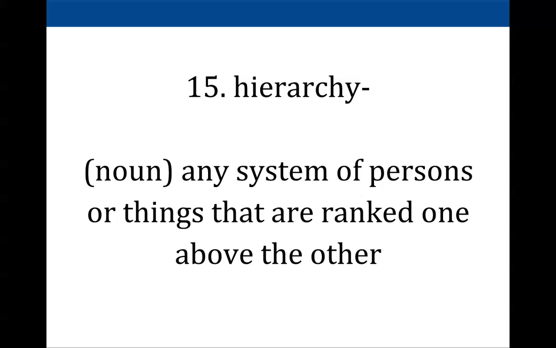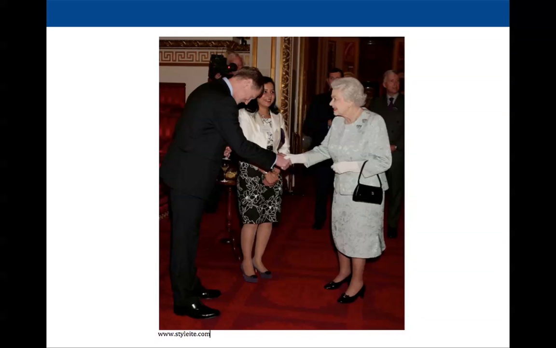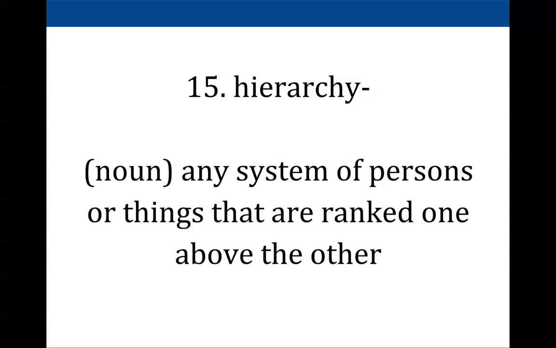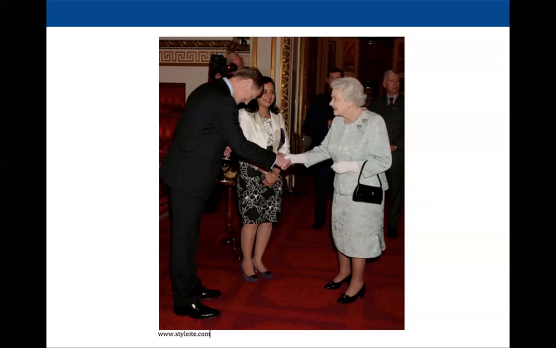And our last word is hierarchy, and it's actually very appropriate that we would see this image first and then hear the word hierarchy, because hierarchy is any system of persons or people or things that are ranked one on top of the other. And oftentimes when we think of the word hierarchy, we think of a pyramid because there's a lot of people at the bottom and then there's very few people at the top. So if you think of something like the royal family, in a country, the royal family would be at the very top of that pyramid, right?